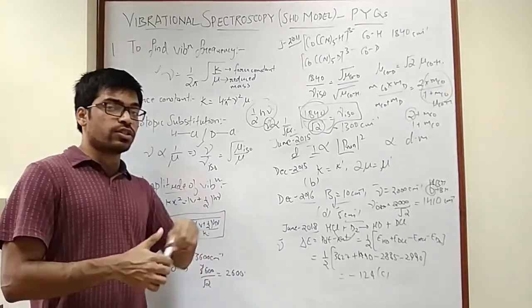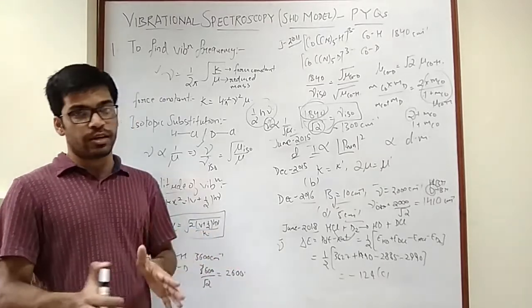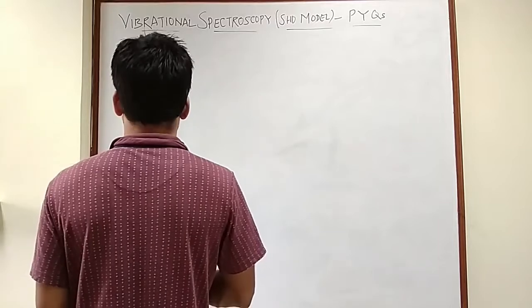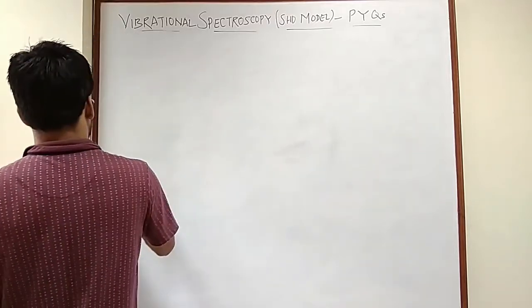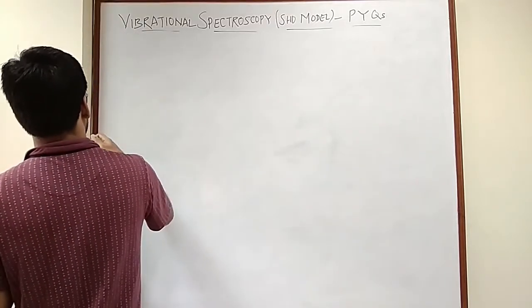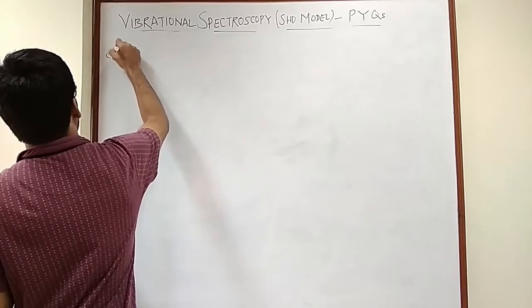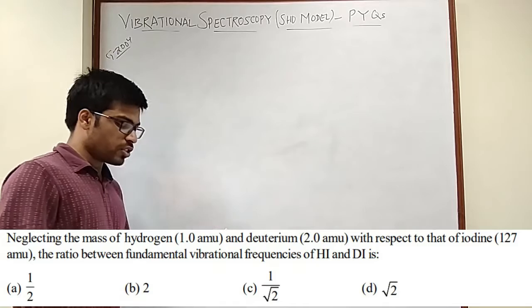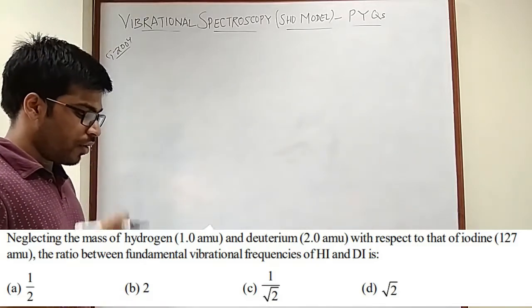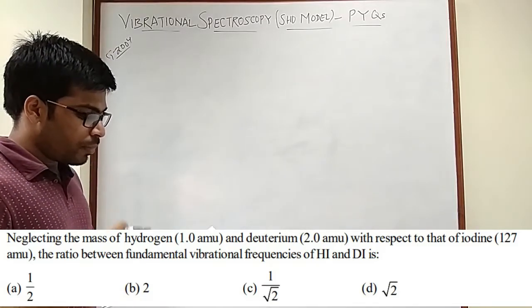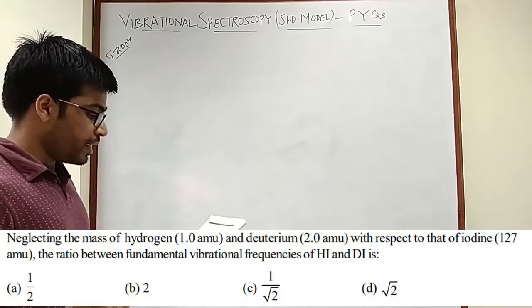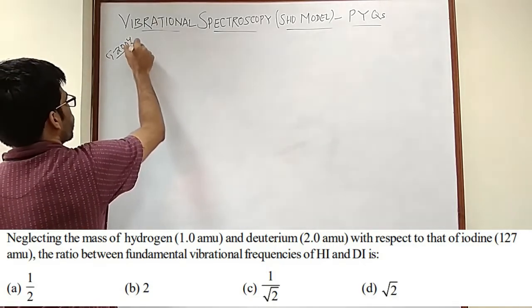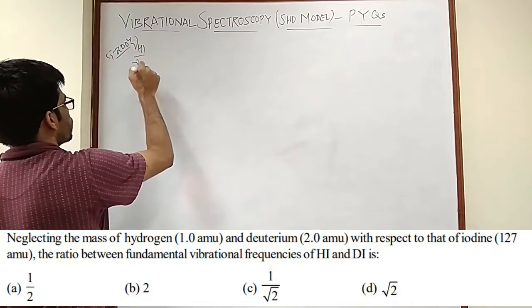Now we'll move on to the questions from GATE, AIFR and IIT JAM. Okay, so the first question we have from GATE is from GATE 2004. And the question says, neglecting the mass of hydrogen and deuterium with respect to that of iodine, the ratio between the fundamental vibration frequency of HI and DI. So that means frequency of HI by frequency of DI.